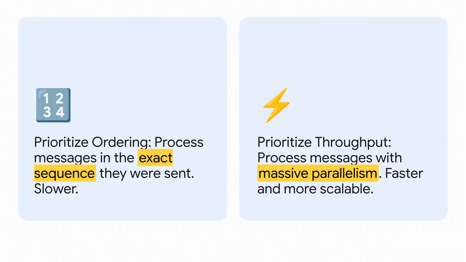This right here is one of the most classic trade-offs you'll ever face. Do you absolutely need to process transactions in the exact order they happened? Well, if so, you're prioritizing ordering, which almost always comes at the cost of speed. Or is it okay to process a million messages all at once, totally out of order, to get insane levels of scale? That's prioritizing throughput. There is no single right answer. It completely depends on the problem you're trying to solve.